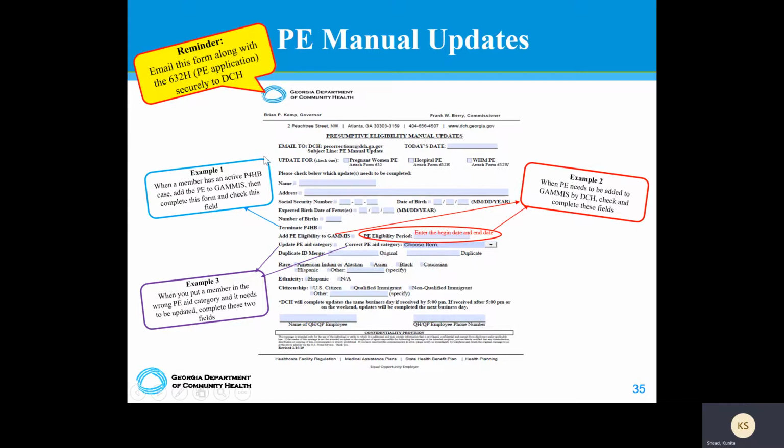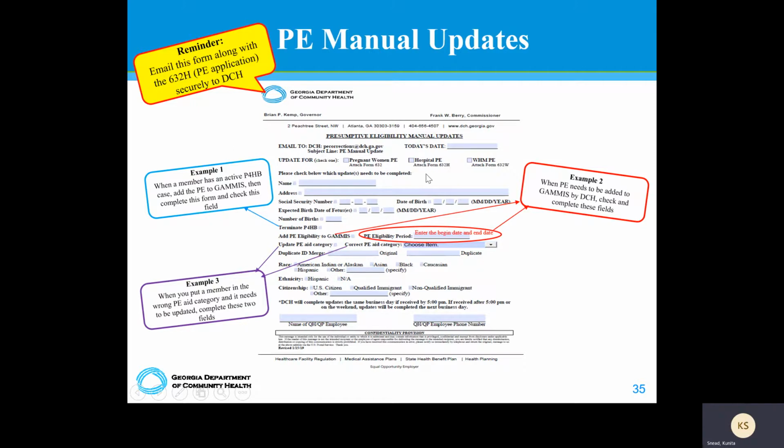So besides the date and check in the middle box, you would go down here and locate the field where it says terminate P4HB. You would check that box, and then you go down here to the bottom, print your name and your telephone number, and that's it. So you would not give us the name, address, social security number, date of birth.